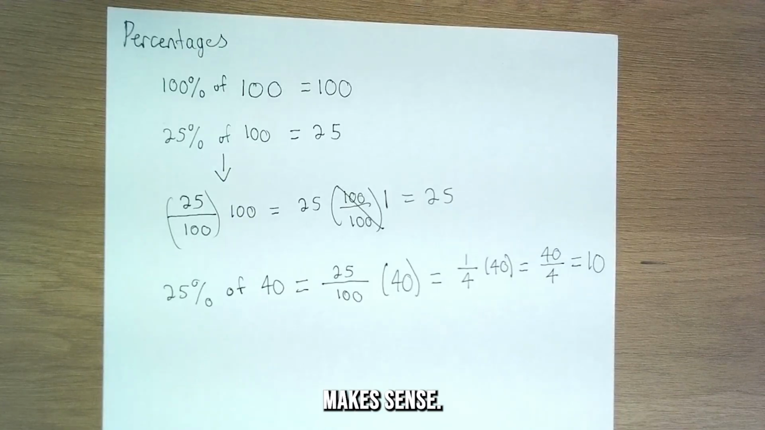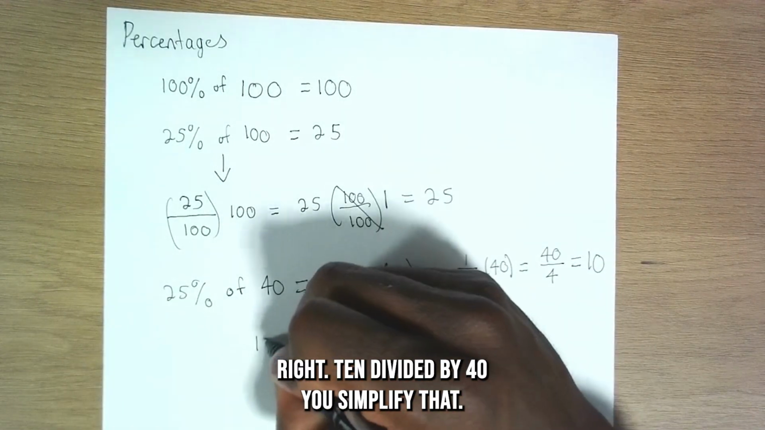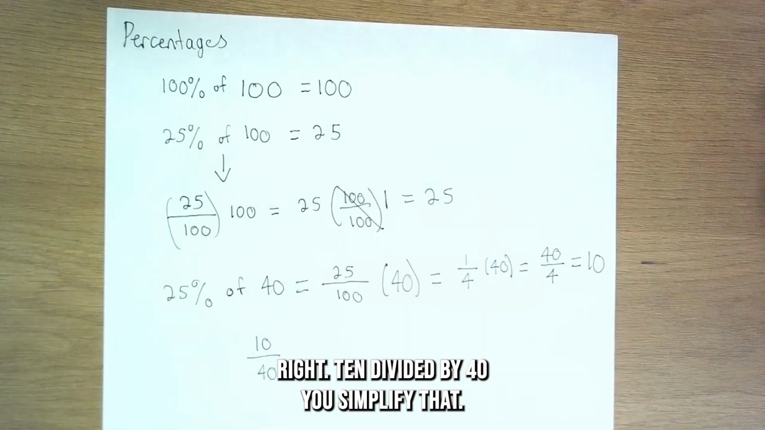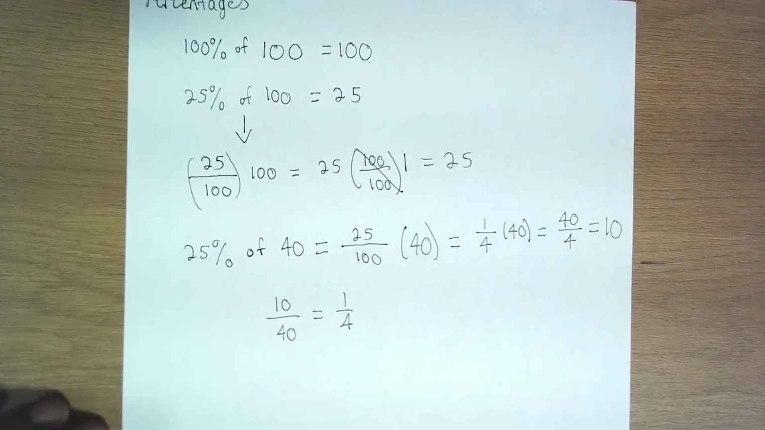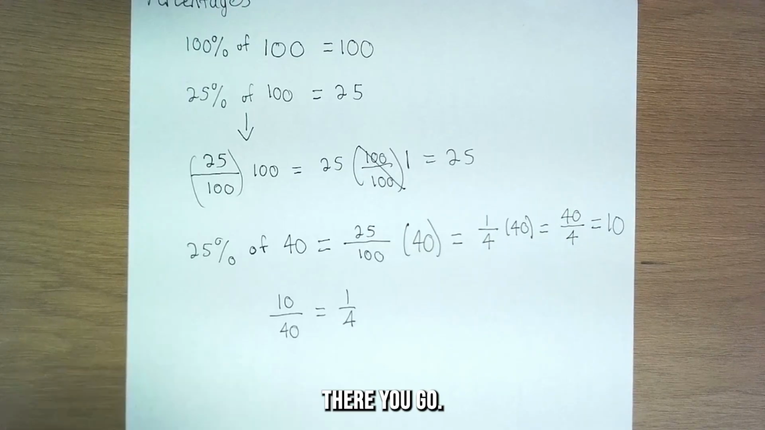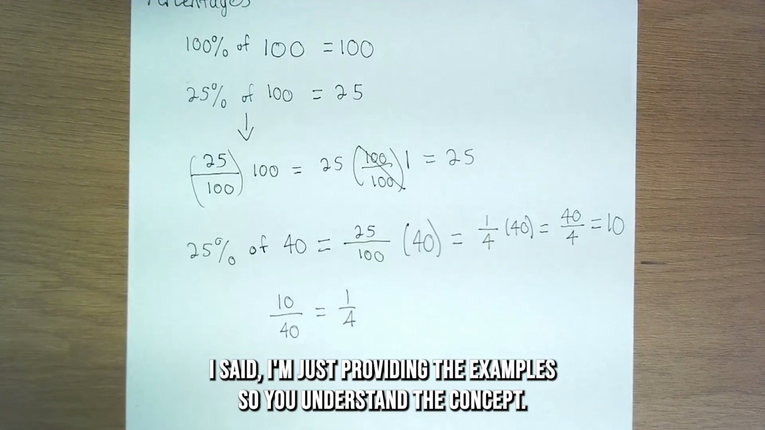Makes sense. And if you want to backtrack and check your work, 10 divided by 40, you simplify that, hey, it's a quarter. Bam. There you go. Now, not every problem is going to look this neat. Like I said, I'm just providing the examples so you understand the concept.